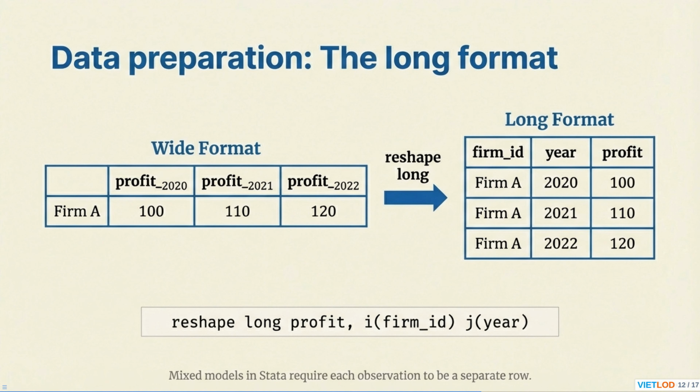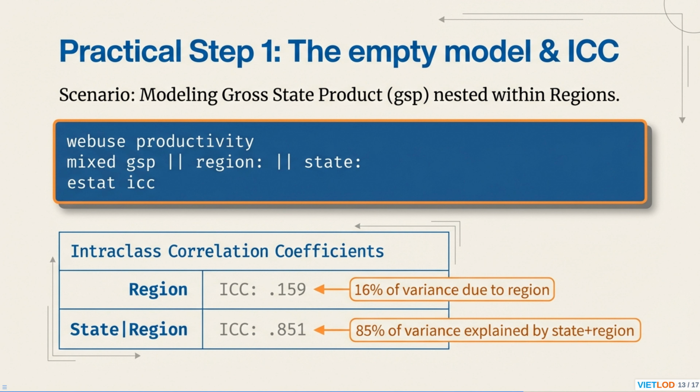For instance, if you have profit data for a firm across several years, like profit2020, profit2021, and profit2022 as distinct columns, the command reshape long profit, i(firmID) j(year) will transform this. It creates a new variable called profit containing the values, and a year variable to indicate the original column, ensuring each firm-year observation is a unique row. This preparation is essential before fitting any mixed models.